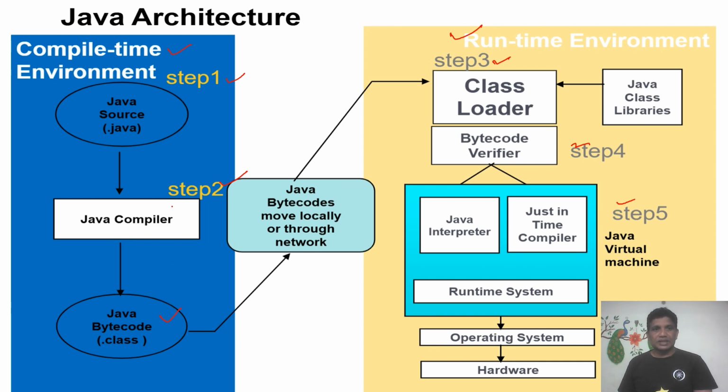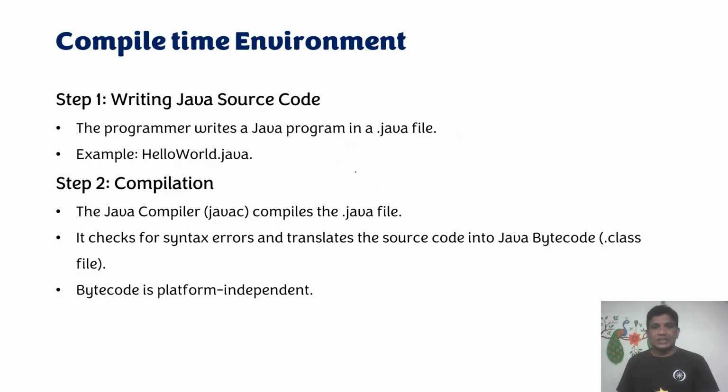These are the two steps in the compile time environment. The first step, already explained, is writing Java source code. When the programmer writes the Java program in a .java file, for example, the file can be saved as HelloWorld.java. This is called Java source code.